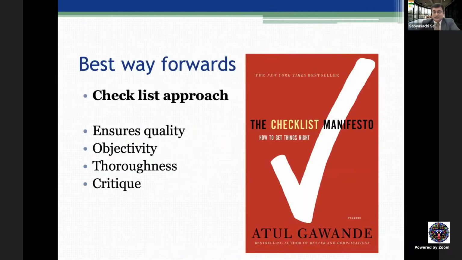Again, this is another great book if you have the time to look it up. It is called The Checklist Manifesto: How to Get Things Right by Atul Gawande. He's a general surgeon in the US and a very, very famous author. He's written a lot of books, and I've read all of them. Make time to read these books, because they are really amazing. So, the best way is to use checklists for writing your papers, right? It really ensures quality, objectivity, thoroughness, and critique.